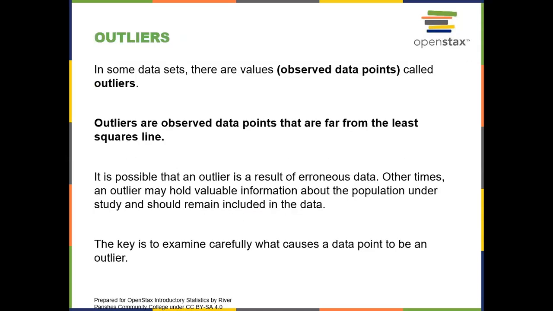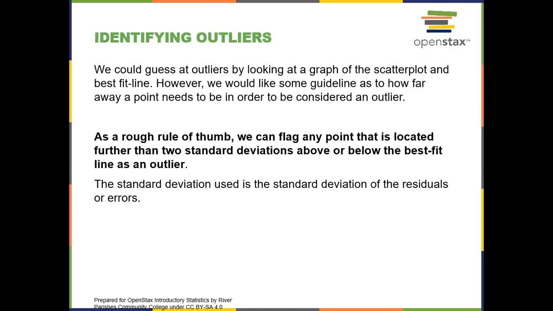In some data sets, there are observed data points called outliers. Outliers are observed data points that are far from the least squares line. It is possible that an outlier is a result of erroneous data. Other times, an outlier may hold valuable information about the population under study and should remain included in the data. The key is to examine carefully what causes a data point to be an outlier.